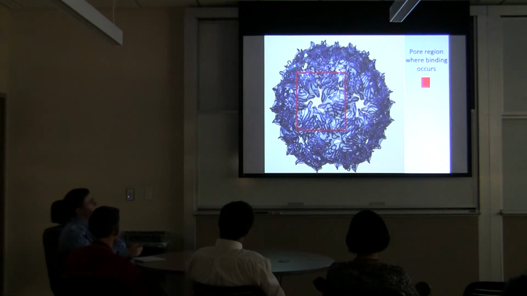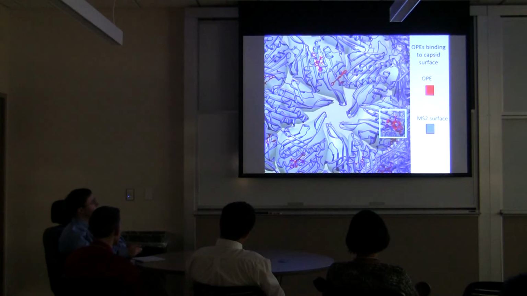If we focus on this region indicated by the red boundary around this pore, we can see from the docking results that there are OPEs binding to multiple sites around the pore. In particular areas, there are higher concentrations of OPEs bound to the surface, and this is a more probable or likely binding site. From this, we wanted to see what the electrostatics or the charge distribution on the surface would be where these higher concentrations are found.